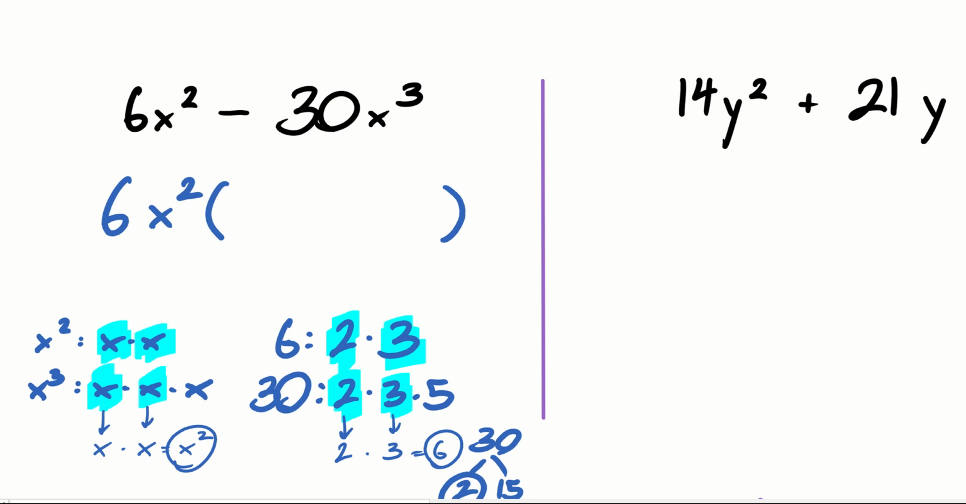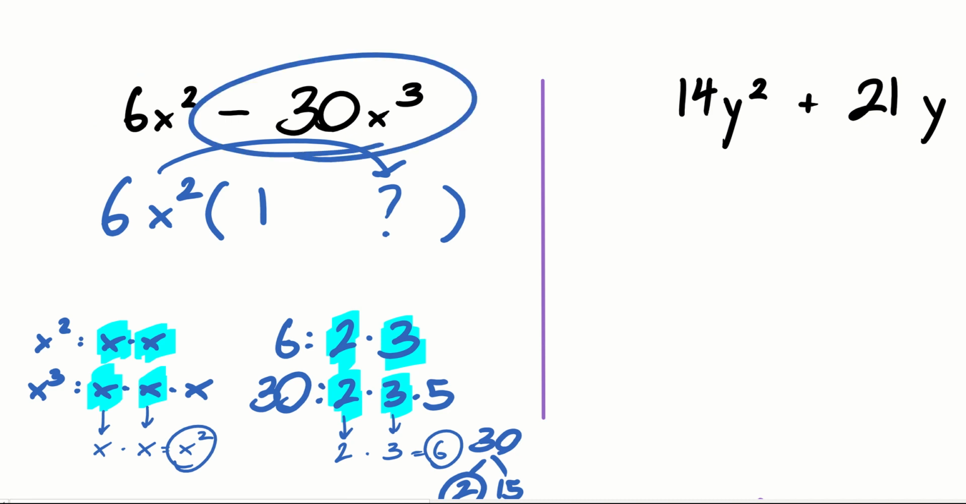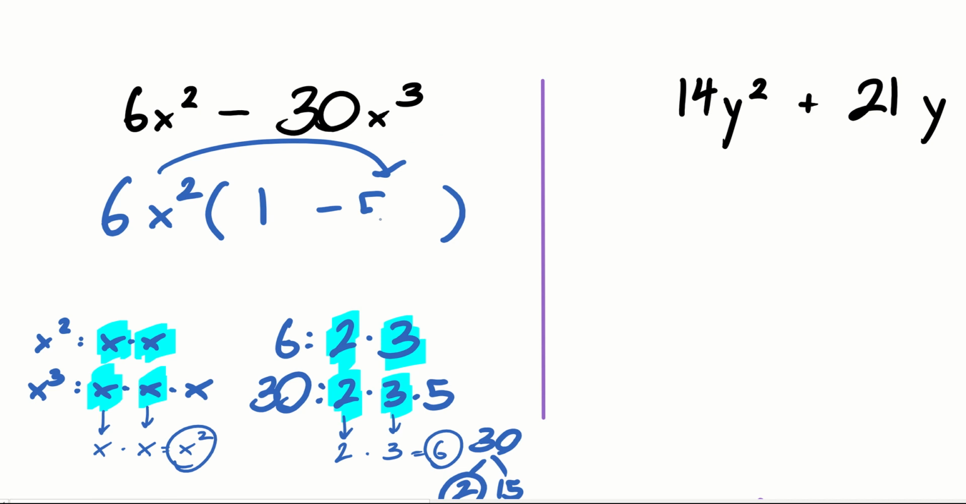So 6x squared times what will get me back to 6x squared? Well, of course, that would just be a positive 1. 6x squared times what will get you back to a minus 30x cubed? Let's take it in pieces. 6 times what gives you negative 30? Well, I believe that's negative 5.